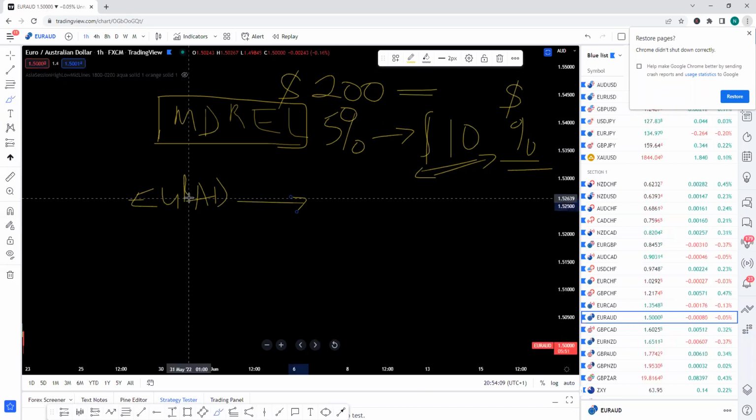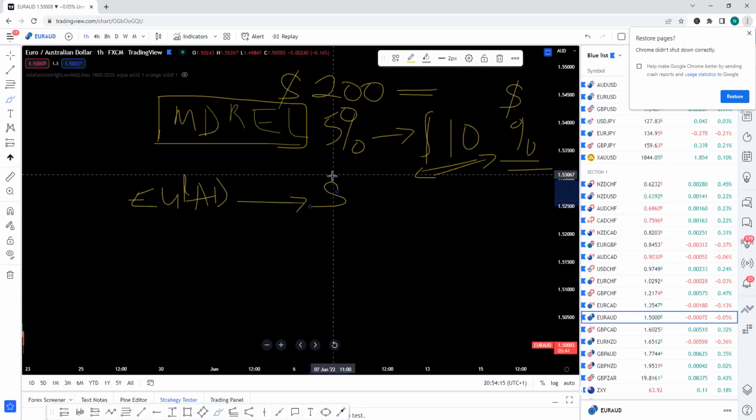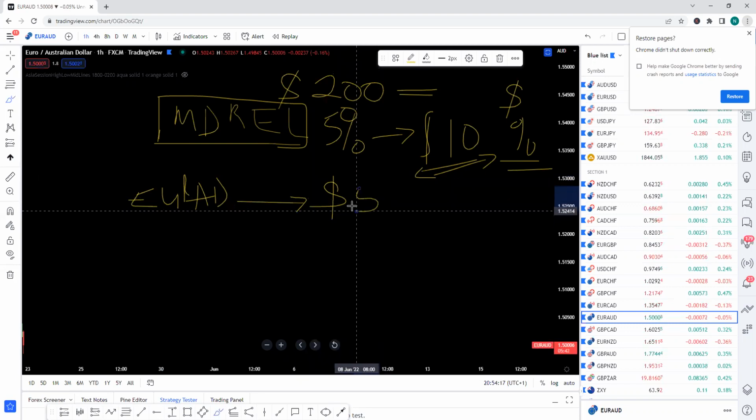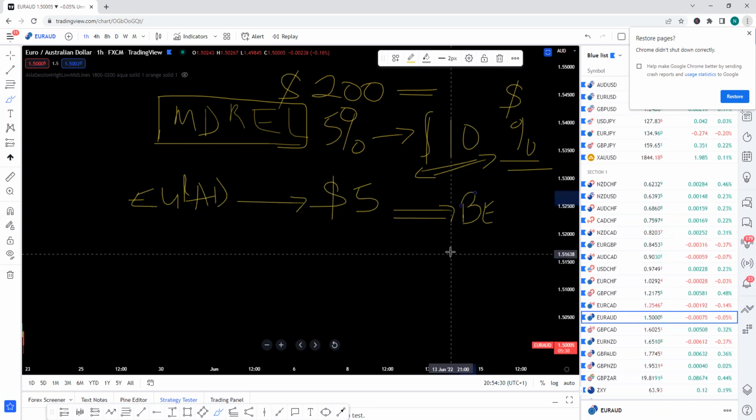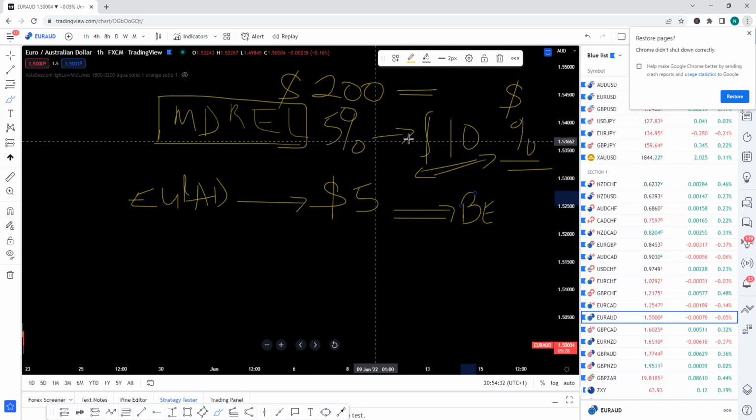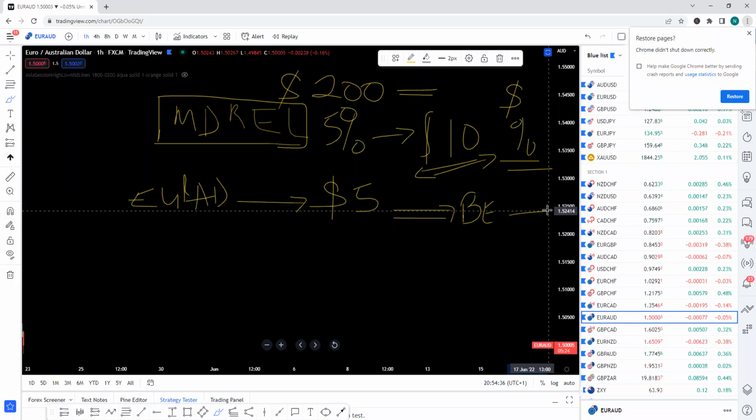So the first setup that comes to you is Euro AUD. You decide, okay, I'm going to risk $5 on Euro AUD. And on this $5 you risk, you get to break even. It means you were in profit, and as soon as you are in profit, you remove your stop loss and shift it to the entry price. So when the market came back against you, you neither lost nor gained. So your capital remained the same.